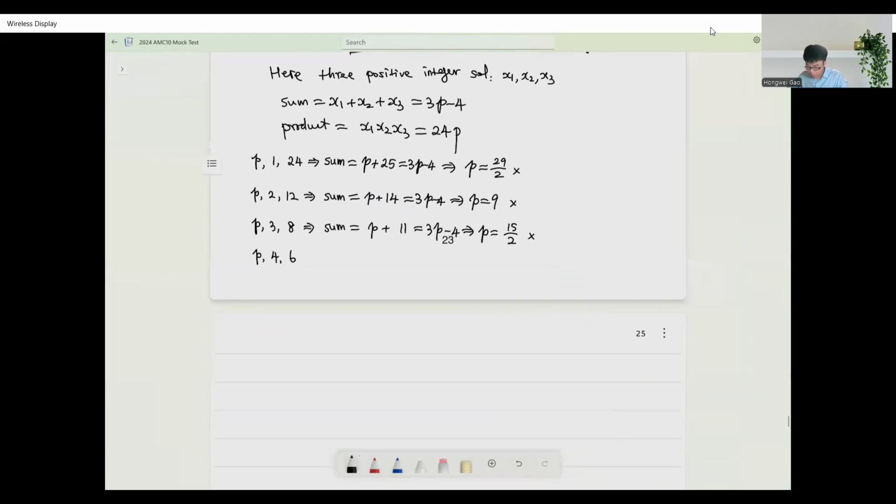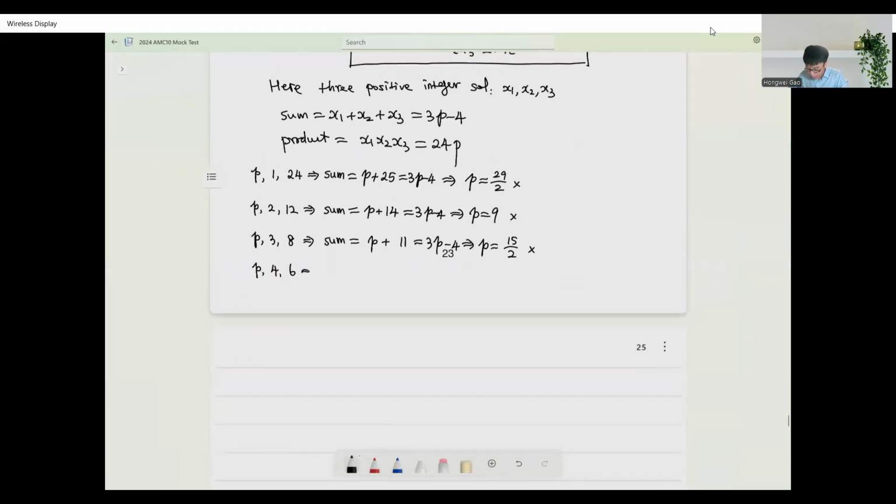Now let's discuss p for 6. In this case, we have the sum equals p plus 4 plus 6, so it's p plus 10. It should be equal to 3p minus 4. This implies p equals 7. Okay, this case works because 7 is a prime number. Accordingly, we can solve a, right?